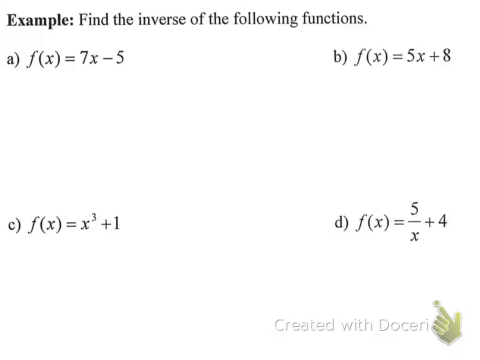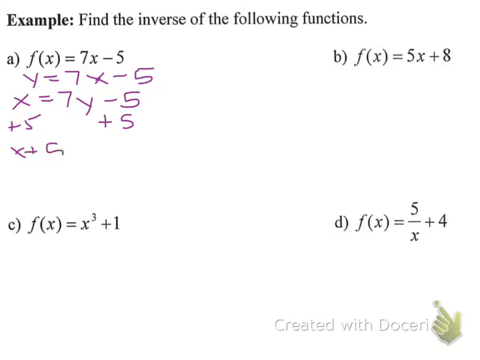For letter A, we would start by saying y equals 7x minus 5. We switch x and y. Notice you leave the notation or the general part of the function the same. Now we solve for y. So I'm going to add 5 over. So I have x plus 5 equals 7y. And we're going to divide by 7. Therefore, the inverse of f equals x plus 5 over 7.